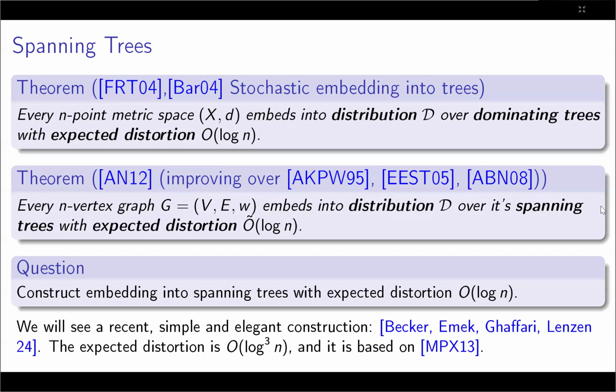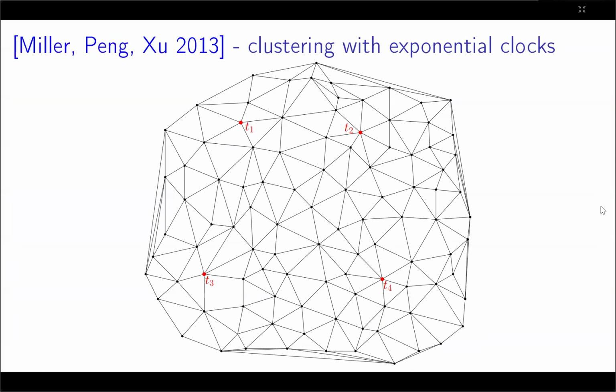So I'll start by going over this decomposition, which is another padded decomposition, very different from Bartal, getting the same log n factor, which is optimum, but it's the right thing to use if you work on graphs. And then we'll see how to use this kind of graph decomposition to get embedding into spanning trees. So this works as follows.